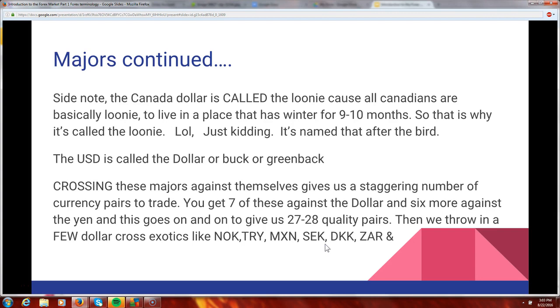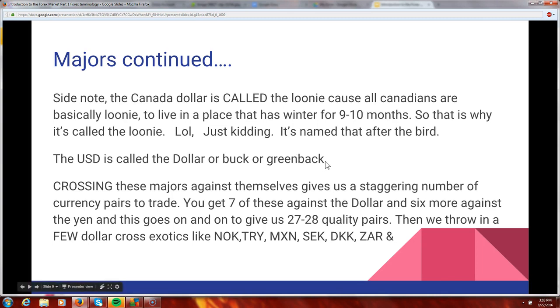All right, majors continued. Now, on a side note, this Canadian dollar is called the loonie, as you can see, because all Canadians are basically crazy. They live in a place that has winter for 9 to 10 months, so obviously they're nuts. No, I'm just kidding. No. It's the bird. All right, so I'm just trying to break it up, give you a little bit of humor here.